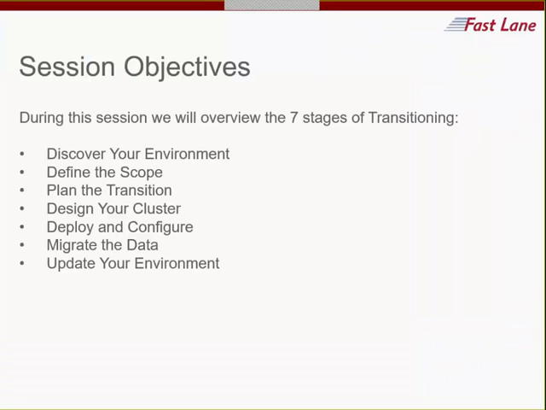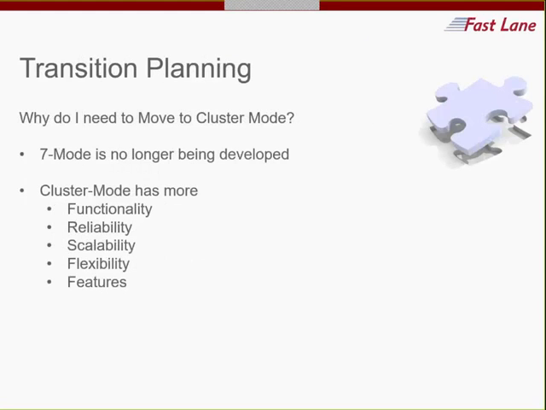So we're going to look at the 7 stages of transitioning: discovering your environment, defining the scope, planning the transition, designing your cluster, deploying and configuring, migrating the data, and then updating your environment. And we're going to look at the aspects that go around this, to give you an insight into the transitioning process. So why do we need to transition from 7 mode to cluster mode?